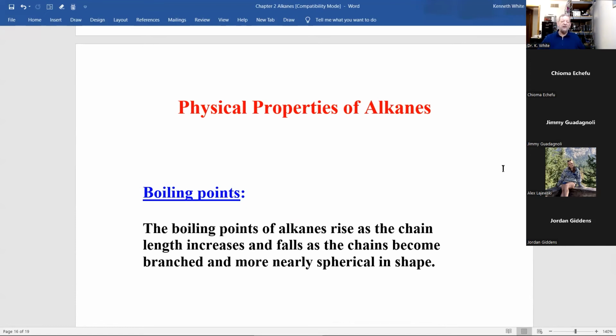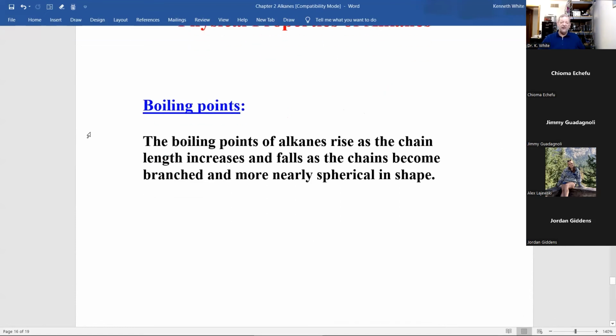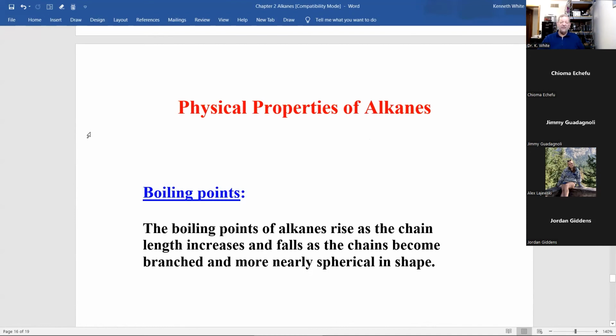When it comes to boiling points, which is an important physical property of alkanes, the more carbons you have, the higher the boiling point. Now, if you have 2 isomers, the more branched it is, the lower the boiling point. I won't ask that on tests, but certain entrance exams do ask that, so that's why I went over it. Again, the more carbons in a chain, the higher the boiling point. If you have 2 isomers, the one that's more branched has the lower boiling point.